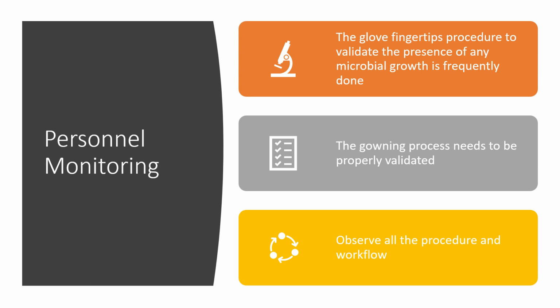contaminants into sterile environments. Secondly, the gowning process plays a crucial role in personnel monitoring. Proper validation of the gowning process is essential to ensure that personnel wear appropriate protective garments effectively. By validating the gowning process, facilities can verify that personnel are adequately protected against contamination and adhere to established cleanliness protocols. This validation process helps maintain the integrity of sterile environments and reduces the risk of product contamination during manufacturing or handling procedures.